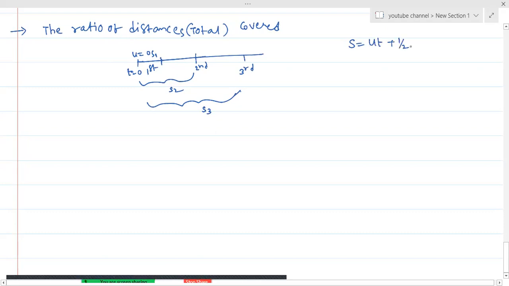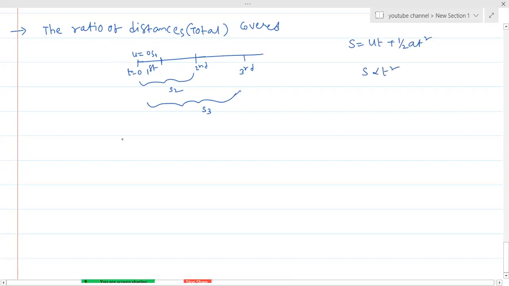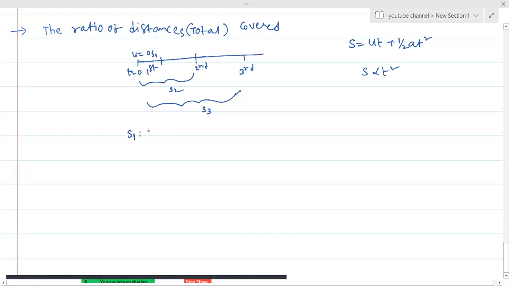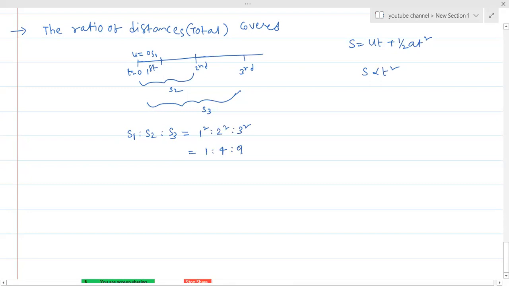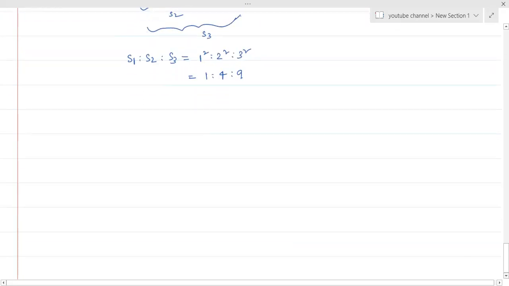S is equivalent to ut plus half at square. So u equivalent to 0. So therefore S is proportional to t square. So therefore simply we will write S1 is to S2 is to S3 equivalent to 1 square is to 2 square is to 3 square. So that is equivalent to 1 is to 4 is to 9. So in this way we will understand the ratio between the successive distances covered.